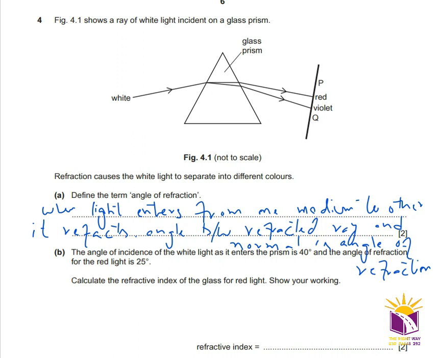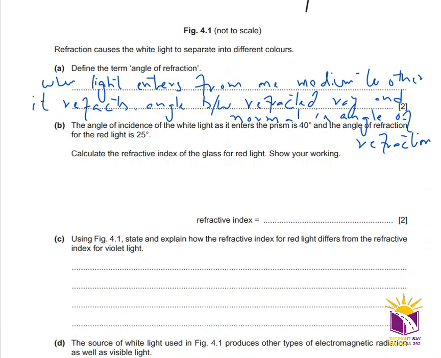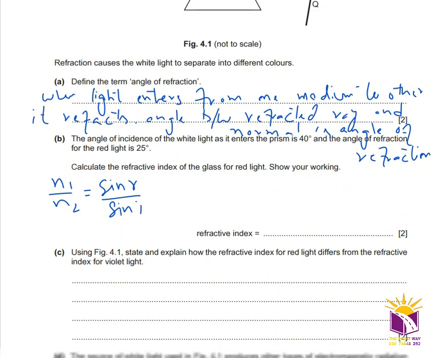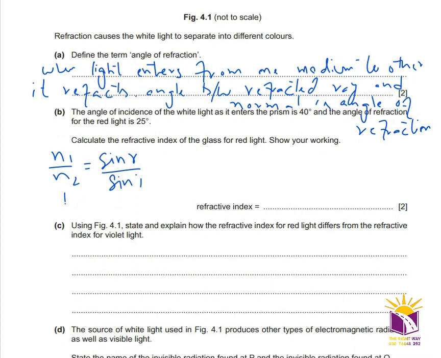The angle of incidence of the white light as it enters the prism is 40 degrees. So the angle of incidence is 40 degrees and the angle of refraction is 25 degrees. Calculate the refractive index of the glass for the red light. Show your working. We know that N1 divided by N2 is equal to sine r over sine i. N1, our first medium, is air, so its refractive index will be 1, divided by N2, where N2 is the glass and its refractive index has to be found. We will write it as N2.